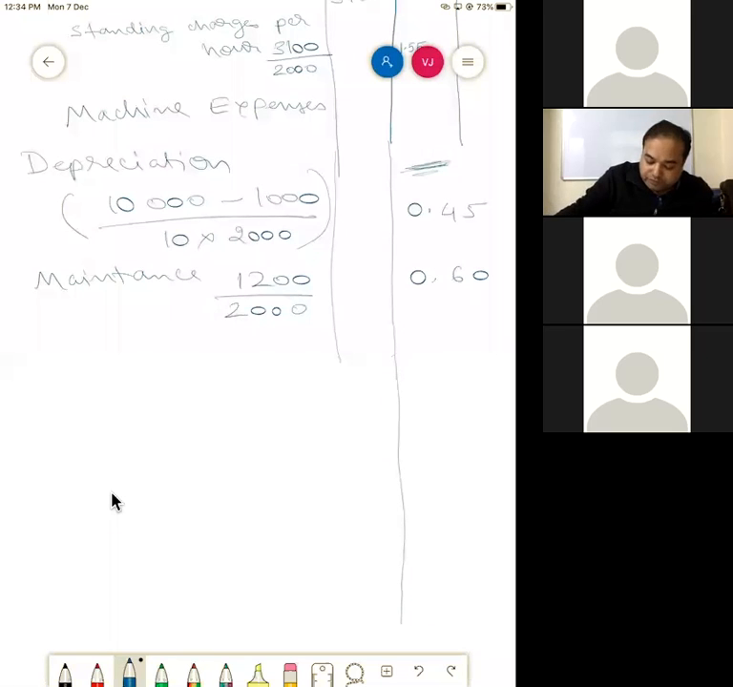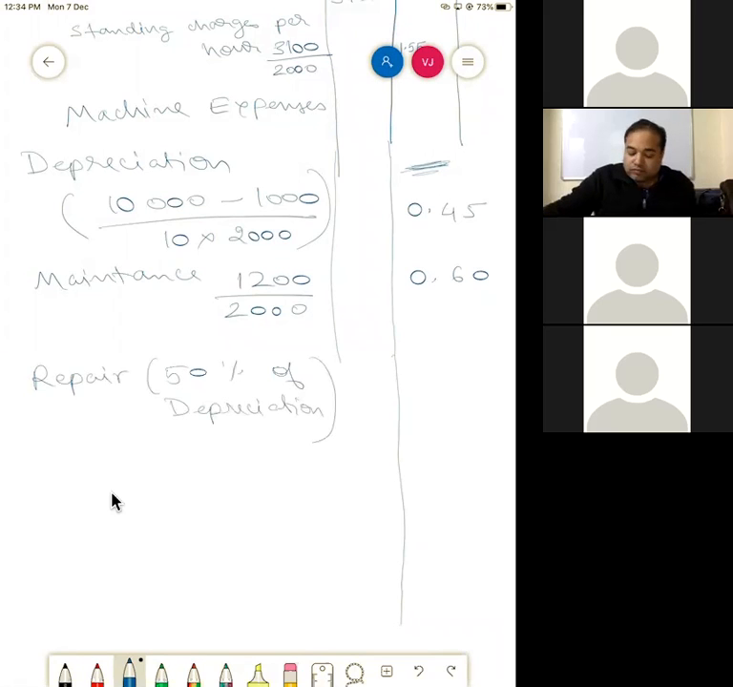Then after maintenance, you have got repair. See in the question, it is given repair of machine are expected 50% of depreciation. So you take 50% of depreciation. Depreciation 0.5, you take 50% of that, it comes out to 0.225.